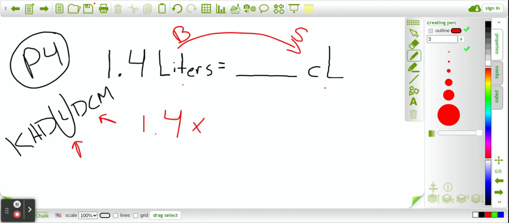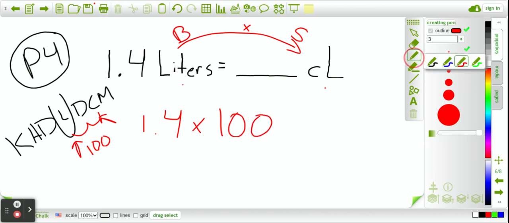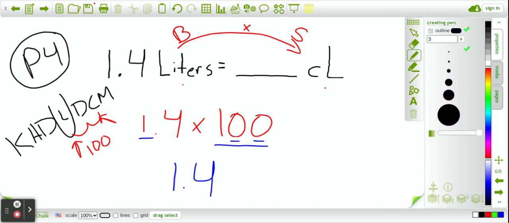So 1 and 4/10 times, let's see, 1, 2, away from each other, that's 100. So I'm going to multiply by 100. Think to myself, 1 whole times 100 is going to equal 100. I can see that there are 2 powers of 10 in 100 by using my cheat code. So that means if I move it 1, 2, and add a 0 there, that 1 is now in the hundreds place value. So it makes sense.